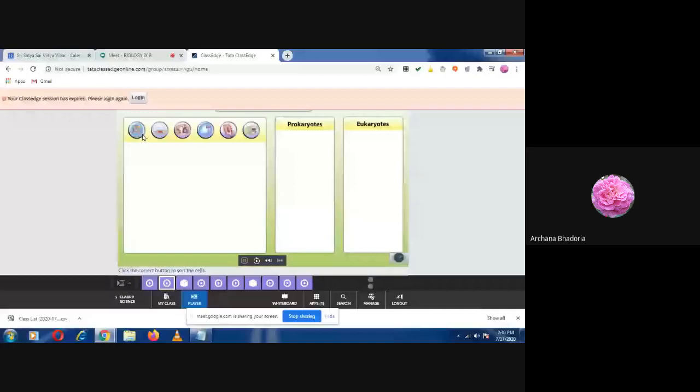First figure, prokaryote or eukaryote? Ma'am, it is not visible clearly. Ma'am, can you zoom it? Yes, ma'am, it is not visible. Leave it. We won't do this one then.